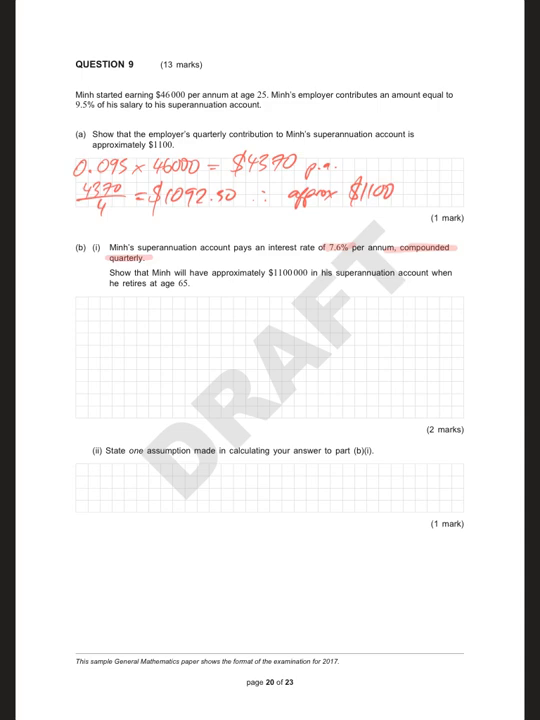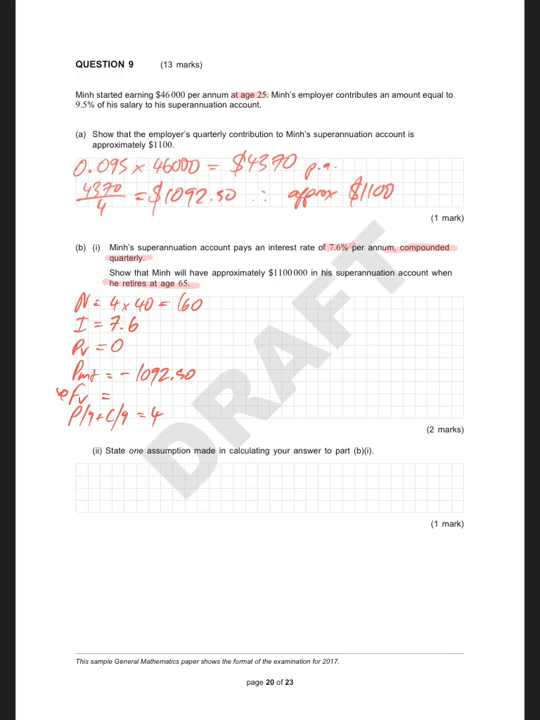Show that Min will have about $1,100,000 when he retires at age 65. He's currently 25, so in 40 years. So N is going to be 4 quarters in a year times by 40 years, 160. It pays 7.6% per annum. PV, it doesn't say starting off with anything, so nothing. PMT, I'm using the one I worked out, -1,092.50. FV is what we're trying to work out, PY and CY, 4.